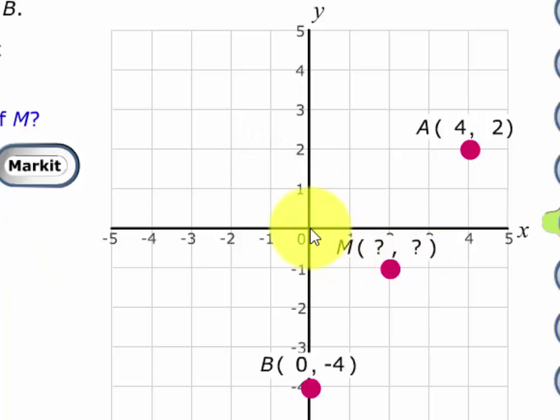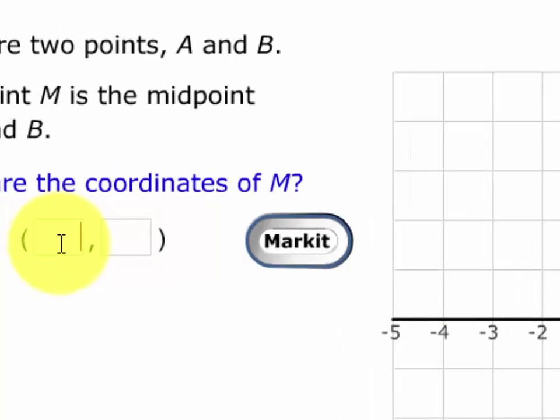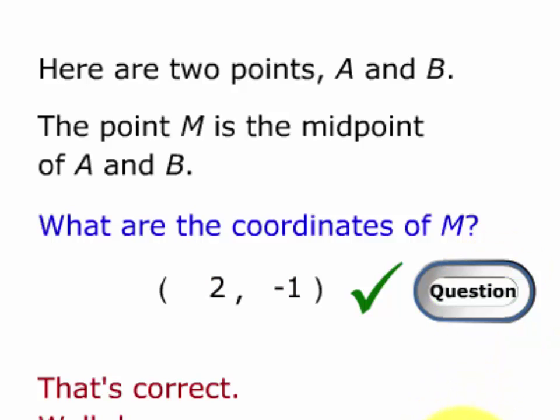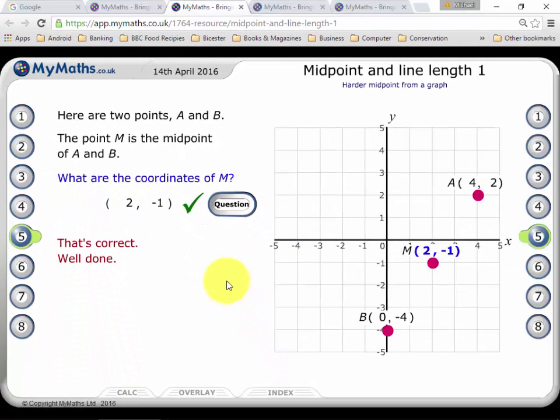Well, I think you can see it's gone 1, 2 across on the x-axis, and then gone down 1 on the y-axis. So it's 2, minus 1. Should we try it? 2, minus 1. Do we think we've got that right? Are we sure? Let's click on Mark It. Yep, we got that done okay. Stage 6.